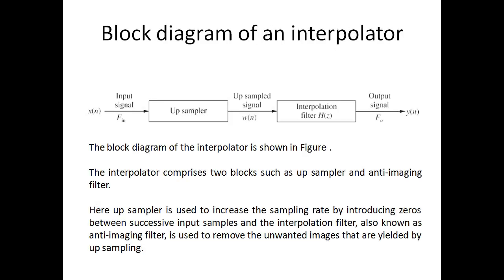The block diagram of an interpolator is the upsampler followed by an interpolation filter, the anti-imaging filter. In the downsampler, the filters are kept before it. Here the filters are kept after your upsampler.